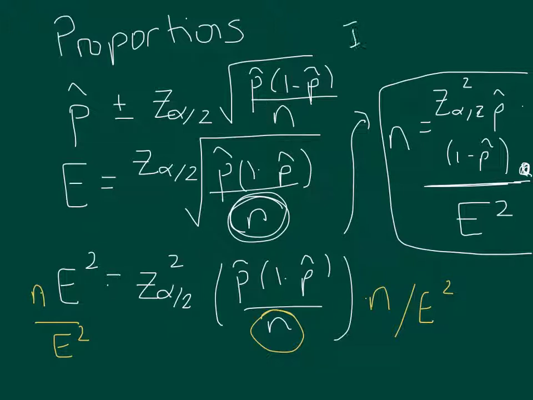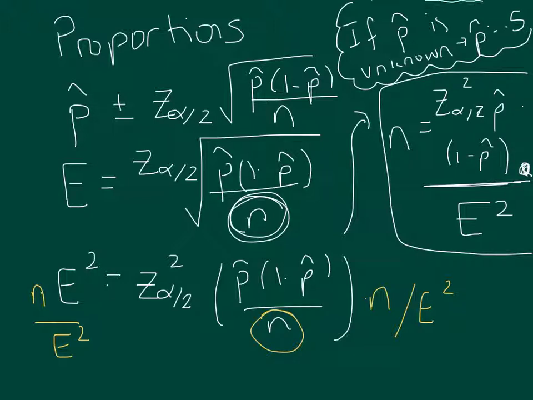So if p hat is unknown, we're going to use p hat equals 0.5. Okay, so that's that situation. That's proportions and means, the two different categories that we'll look at, and we'll look at 2 examples, one for each. All right, so let's try some examples.